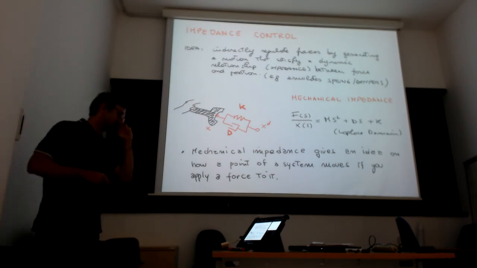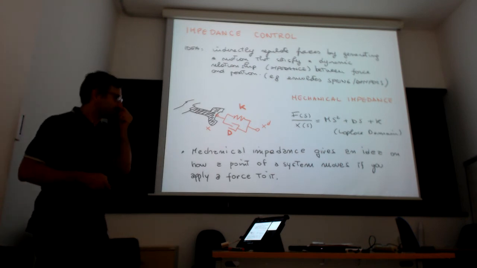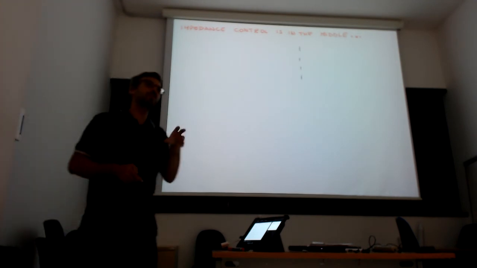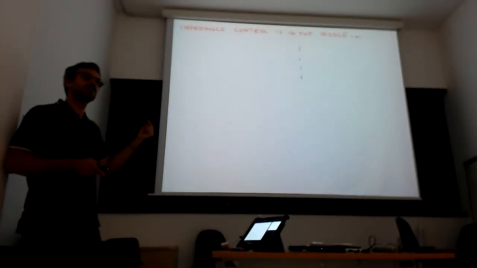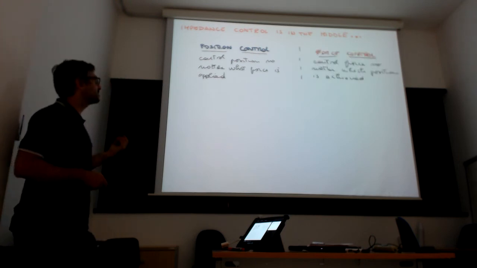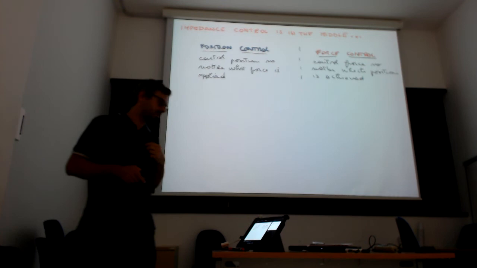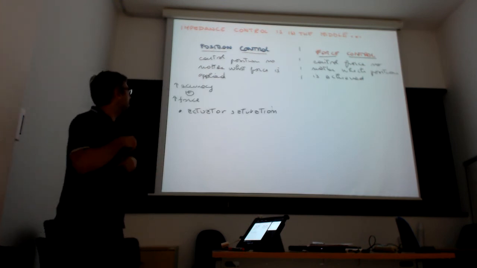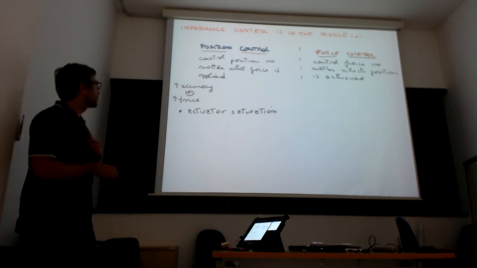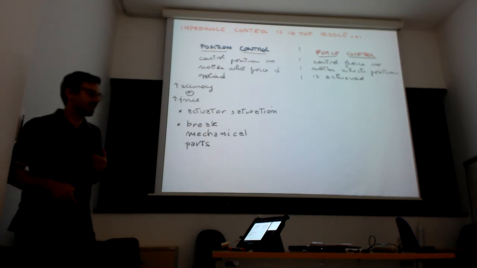So the mechanical impedance gives an idea of how a point of a system, depending on how you define it, moves if you apply a force to it. This is very similar to operational space control, but it's different, as we will see, because the external force enters in the equation. If we consider position control only, we want to control position no matter what force is applied. With force control only, we want to control force no matter which position is achieved. With position control, to increase accuracy you crank up the gain, and then you end up with big contact forces that cause torque saturation and breakage of the mechanical parts.